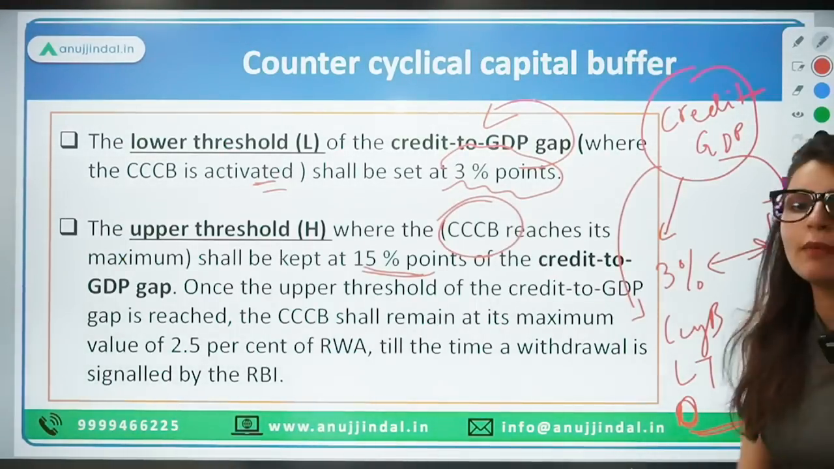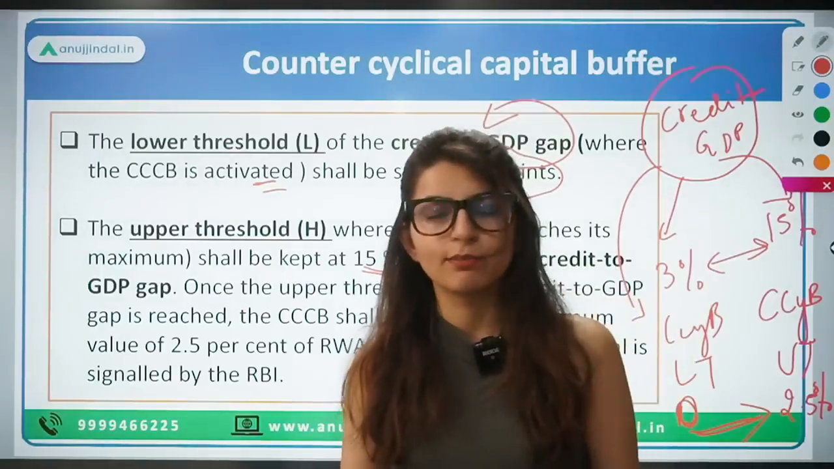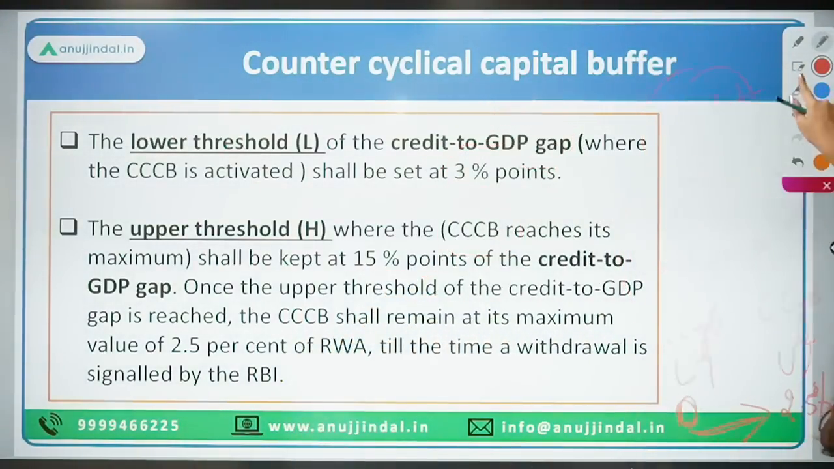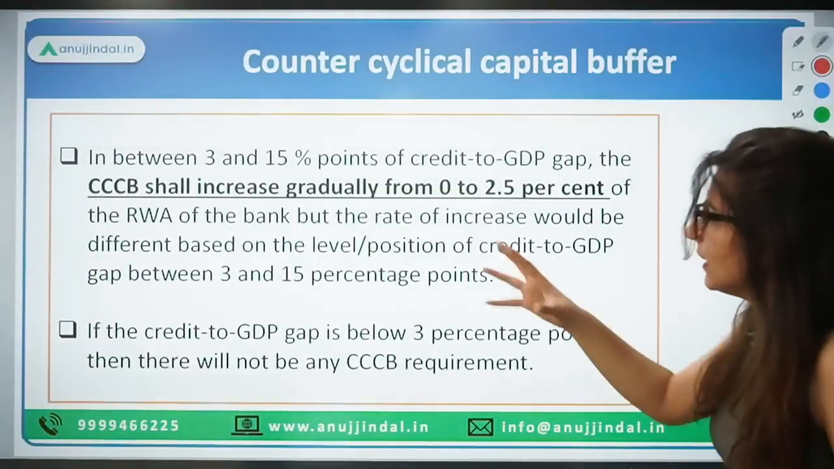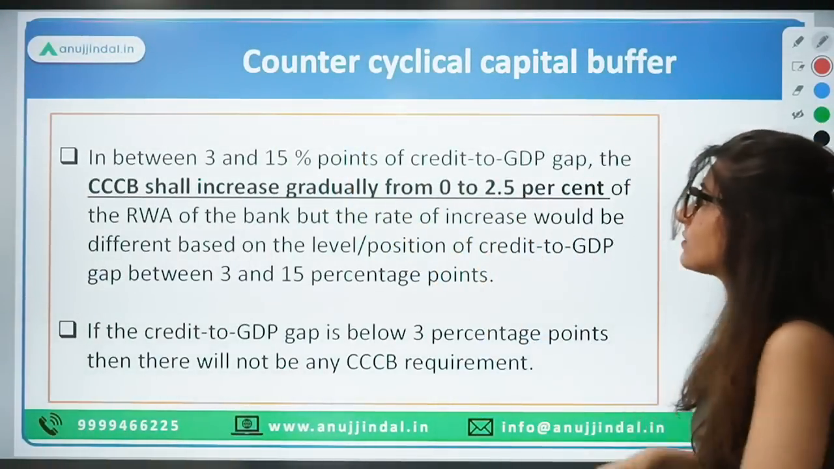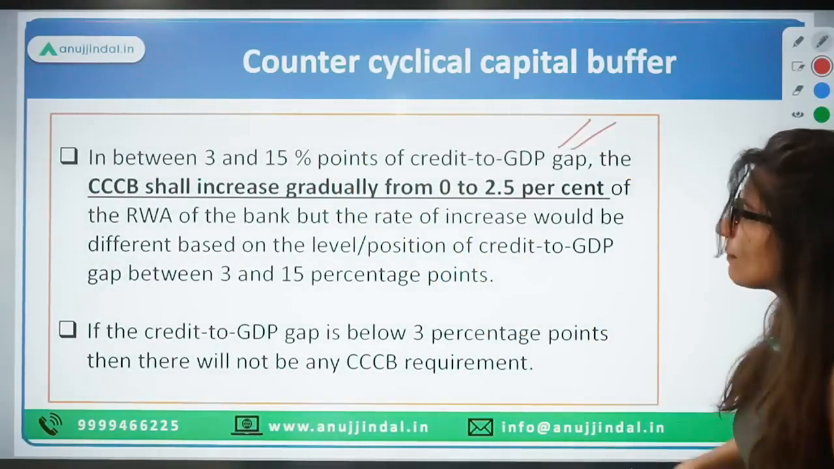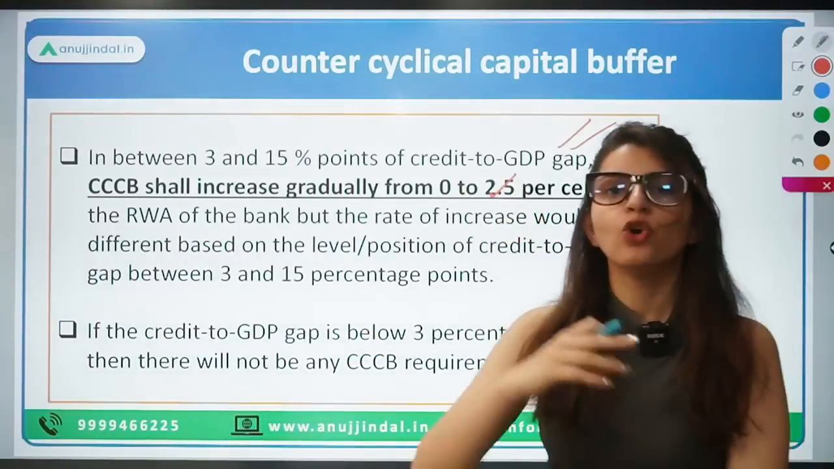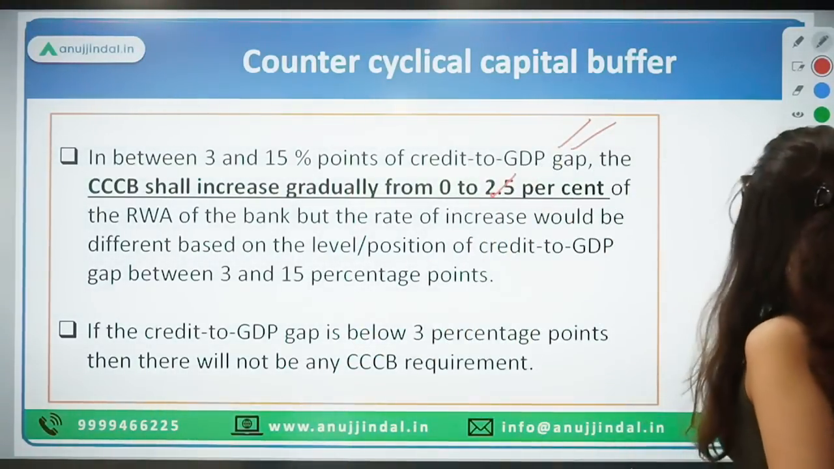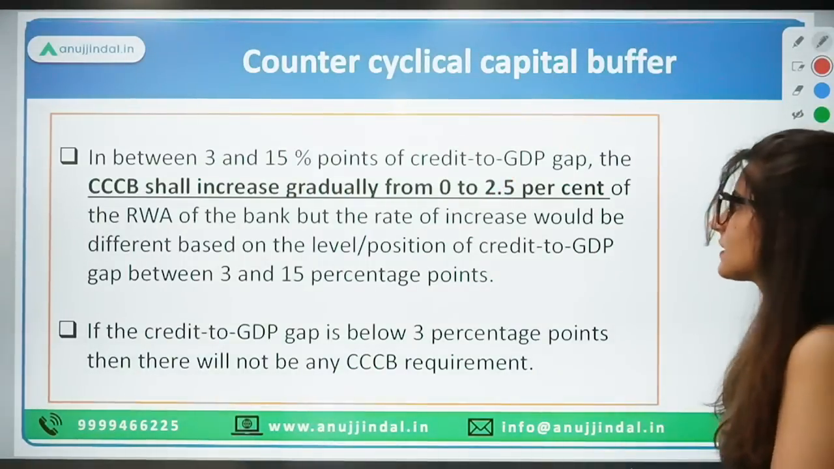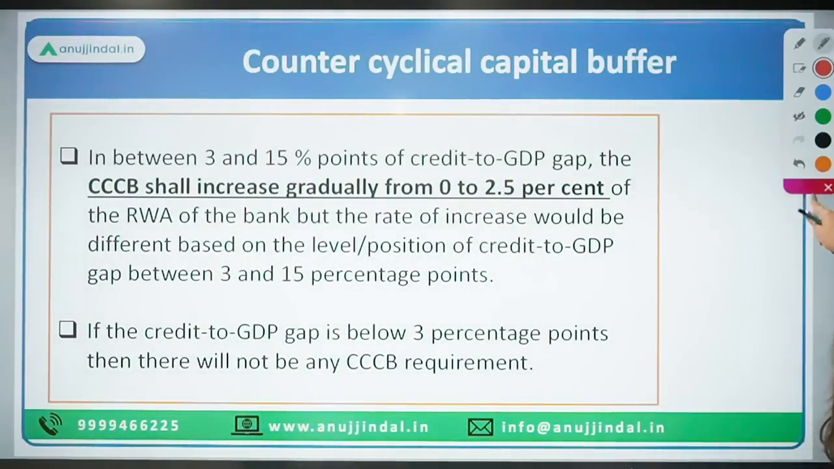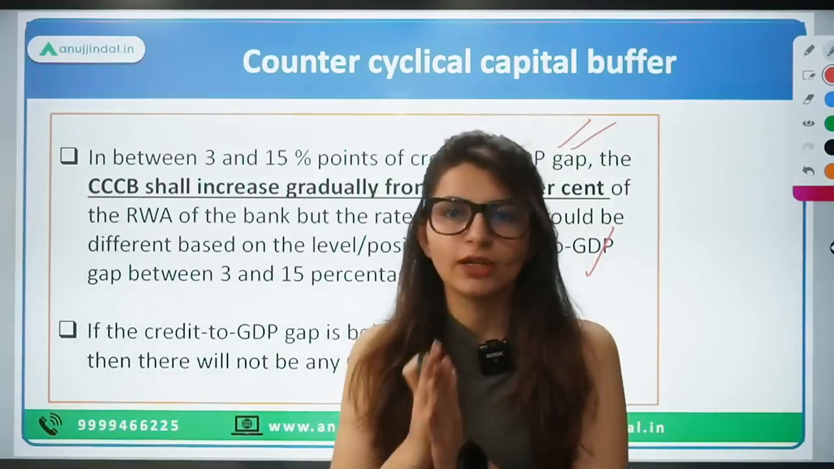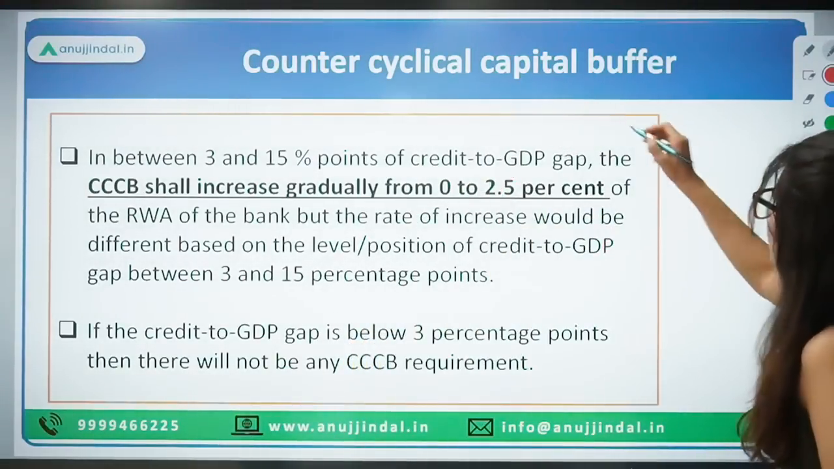Now, ab iske beech ka jo difference hota hai, on the basis of the difference that is there, this capital buffer that is supposed to be maintained gradually increases based on the credit to GDP gap. Okay. Now, in between 3 to 15 percentage points of the credit to GDP gap, the CCYB shall increase gradually from 0 to 2.5% of the risk-weighted assets of the banks. But the rate of increase would be different based on the level or position of this credit to GDP gap.